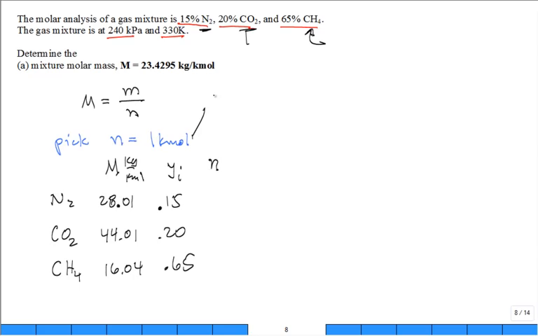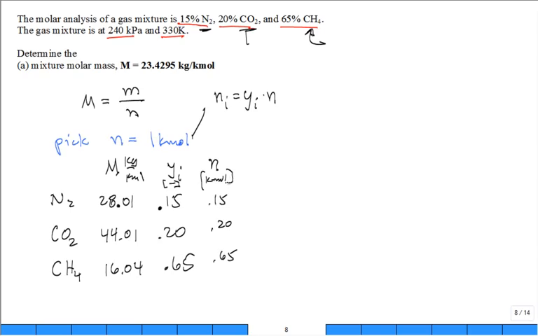Isn't Ni equal to Yi times N? And so I know this is funny, but Y is dimensionless. This is how many kilomoles I have. And so I have 0.15 kilomole, 0.20 kilomole, 0.65 kilomole.